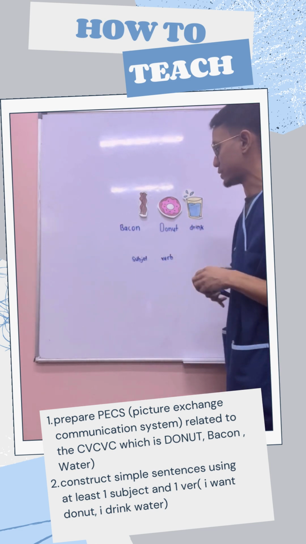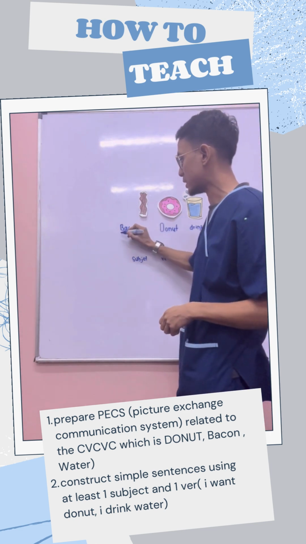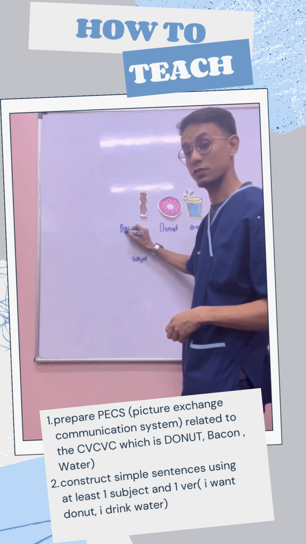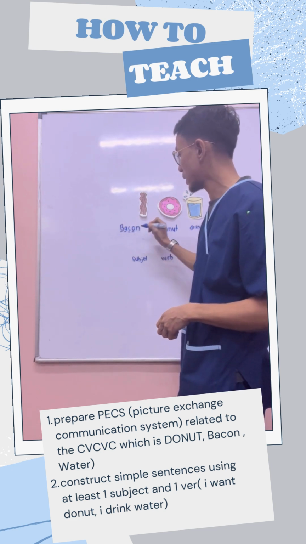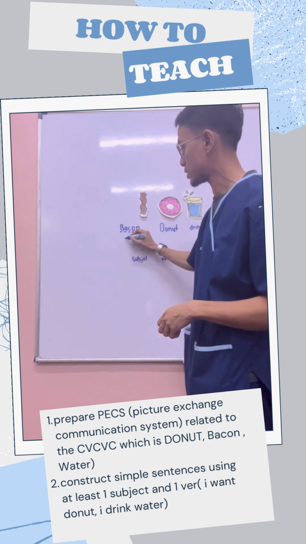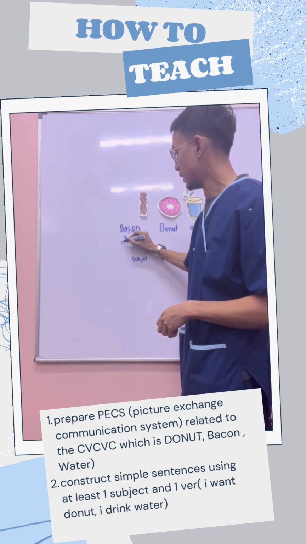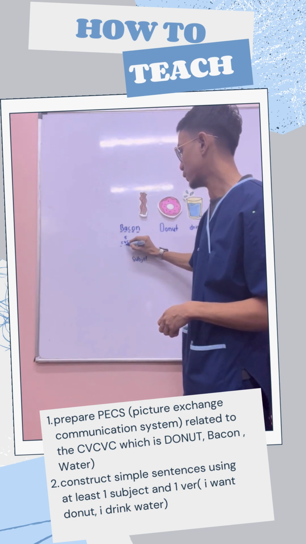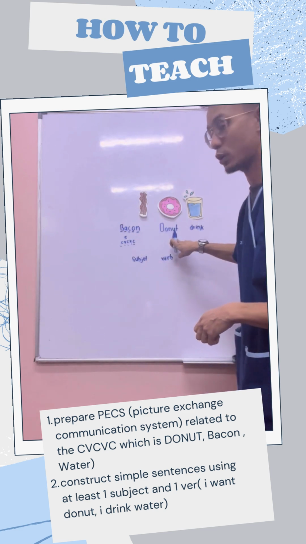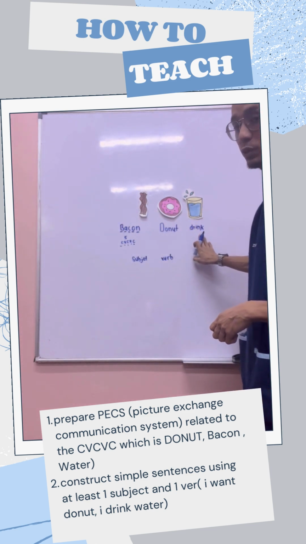So if we see from here, B is a consonant, A is a vowel, C is a consonant, O is a vowel, N is a consonant. So it consists of 5: C, V, C, V, C. 1, 2, 3, 4, 5. Same thing goes with donut, same thing goes with drink.